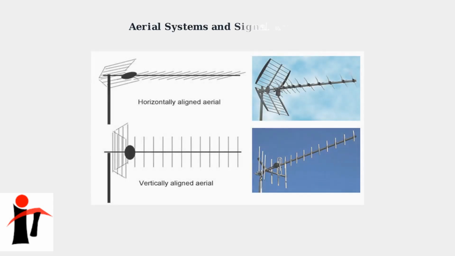Your aerial system is crucial for good reception. Different aerial types and orientations can affect signal quality. Regular inspection of your aerial and cables helps maintain optimal performance.